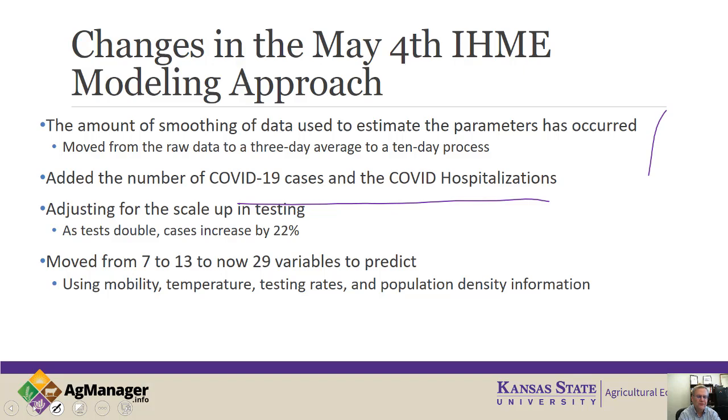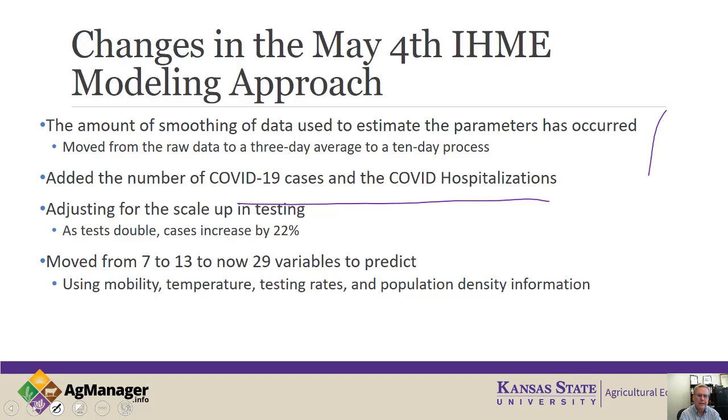They've also adjusted for the scale up in testing. We're doing a lot more testing nationwide than we had previously. And so essentially one of the assumptions that is embedded in the model is as tests double, the cases increase by 22%. And so certainly the scale up in testing is used. Essentially, they've moved from a situation where the original model had 7 independent variables. The mid-April model had 13, and now there's 29 variables.